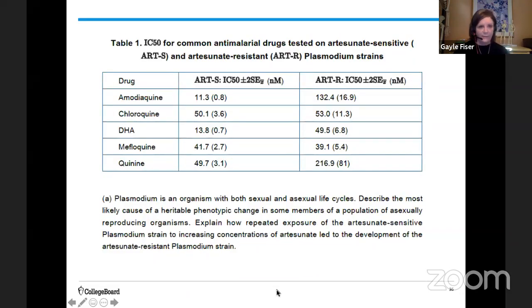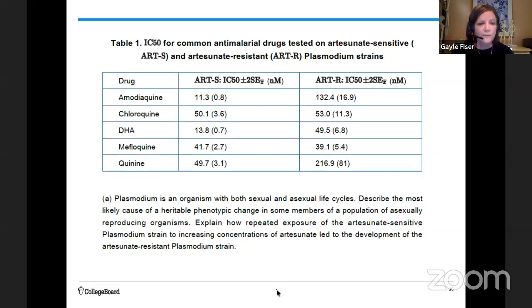Now let's look at the table. And now we can see that we have different values ranging from 11 to 50 in our sensitive strain. And then look at this, ranging from 39 as our lowest point to 216. Oh, look at that SEM, 81. So when you get to graph, the range of those numbers is going to become important.